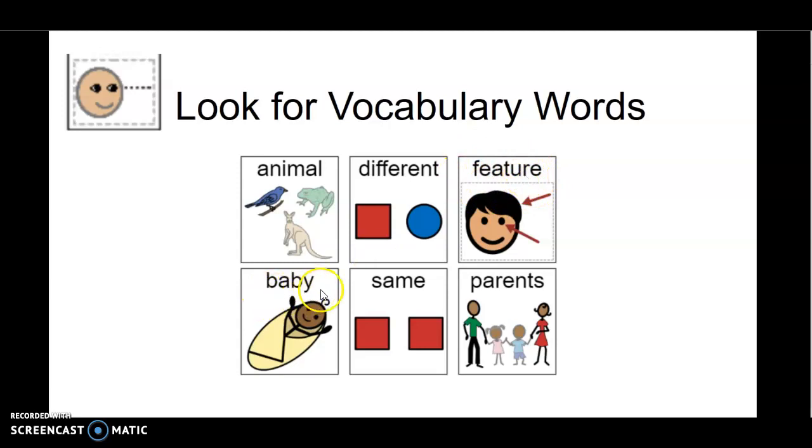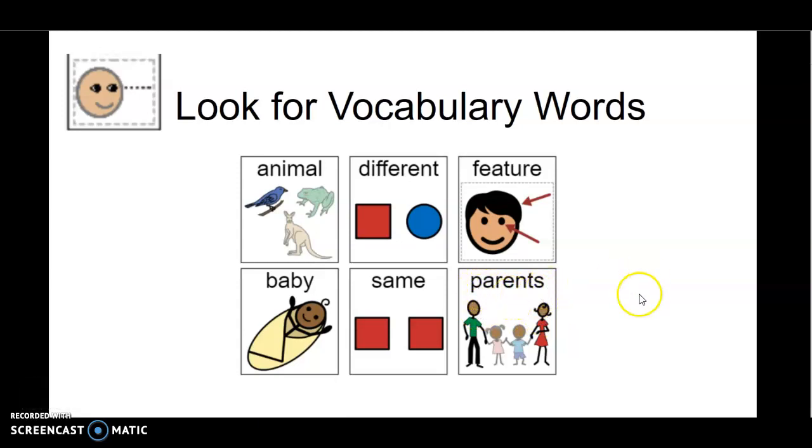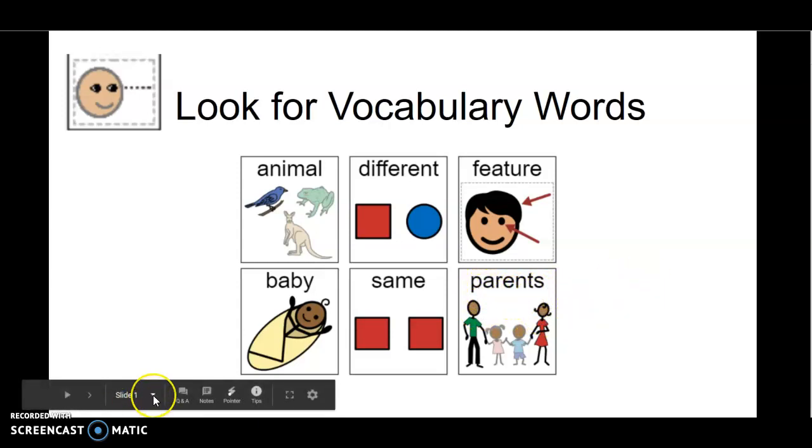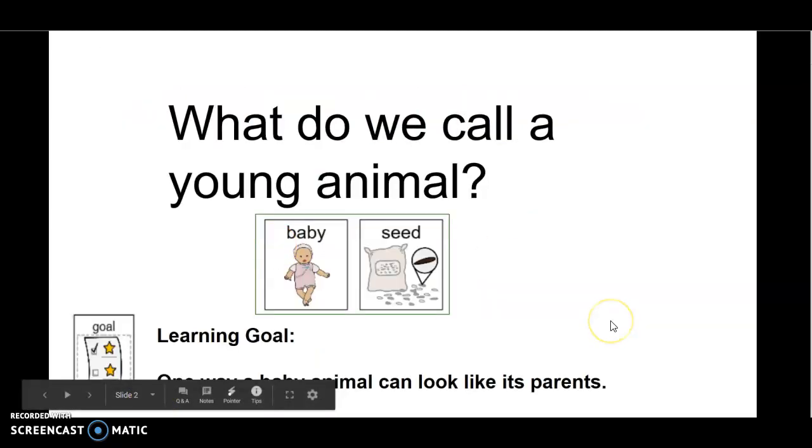Baby, baby animals, that is. Same. How are they the same as their parents? Parents, mom and dad, those are parents. Right? Let's go ahead and turn the slide. Go to our next one.